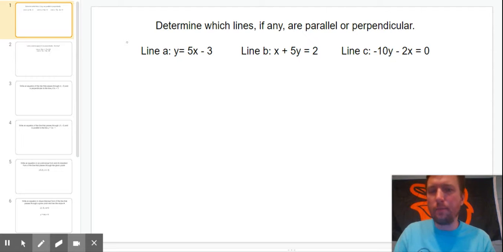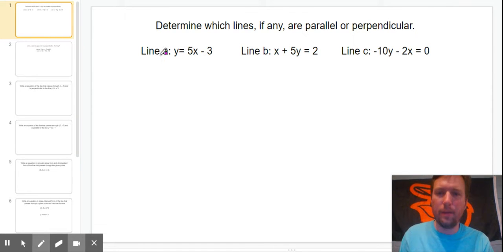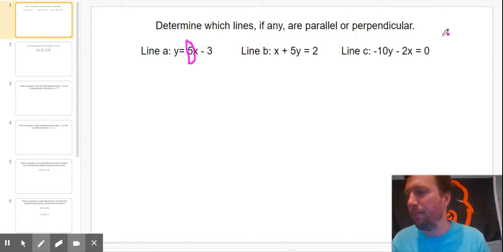Now, line A, that's pretty easy to do because this equation is written in slope-intercept form. So y equals mx plus b. Well, right here, 5 would be the slope, okay? So we already know for line A, slope equals 5. Now, these other equations for line B and line C are not written in slope-intercept form.